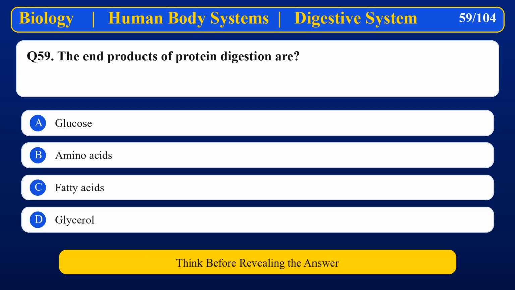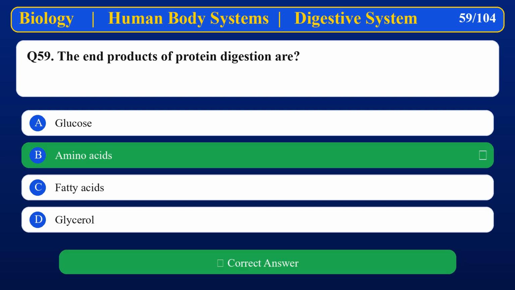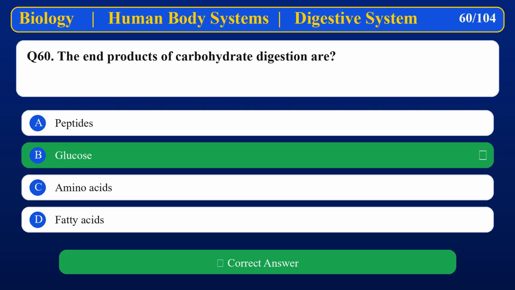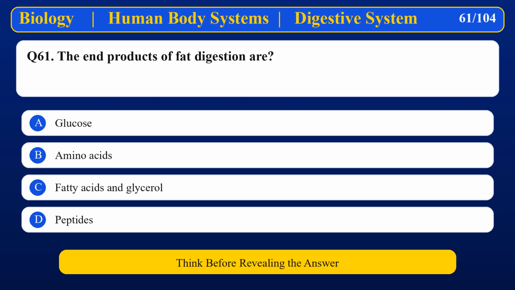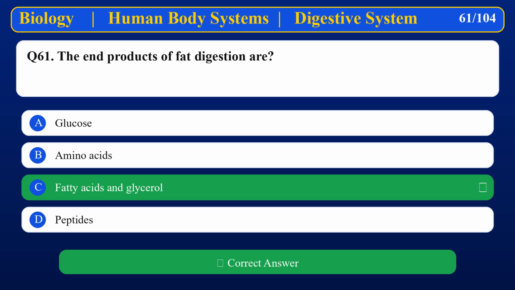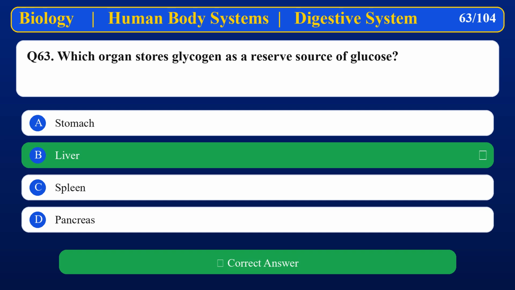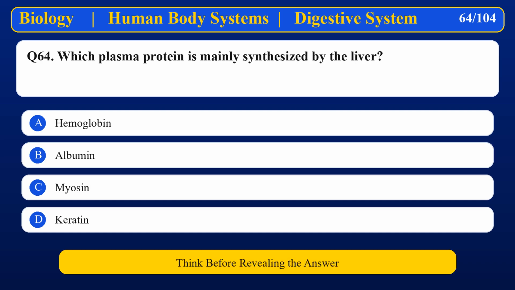Carbohydrates. The end products of protein digestion are amino acids. The end products of carbohydrate digestion are glucose. The end products of fat digestion are fatty acids and glycerol. Which organ detoxifies harmful substances in the body? Liver. Which organ stores glycogen as a reserve source of glucose? Liver. Which plasma protein is mainly synthesized by the liver?